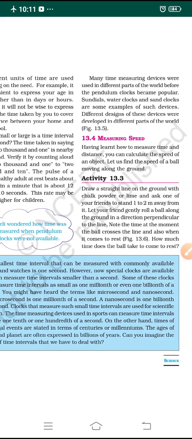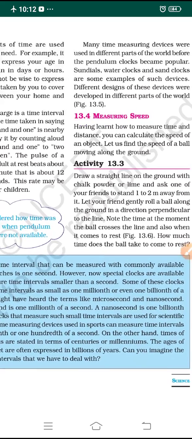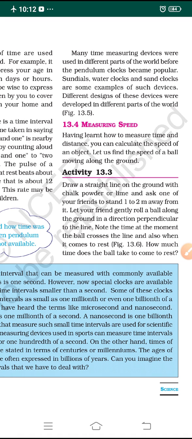Many time measuring devices have been used in different times and in different parts of the world. Before the pendulum clocks became popular, sundials were used. This is very important. Before the pendulum clock was found, people in ancient times were using sundials, which are devices used to measure time in the olden days.